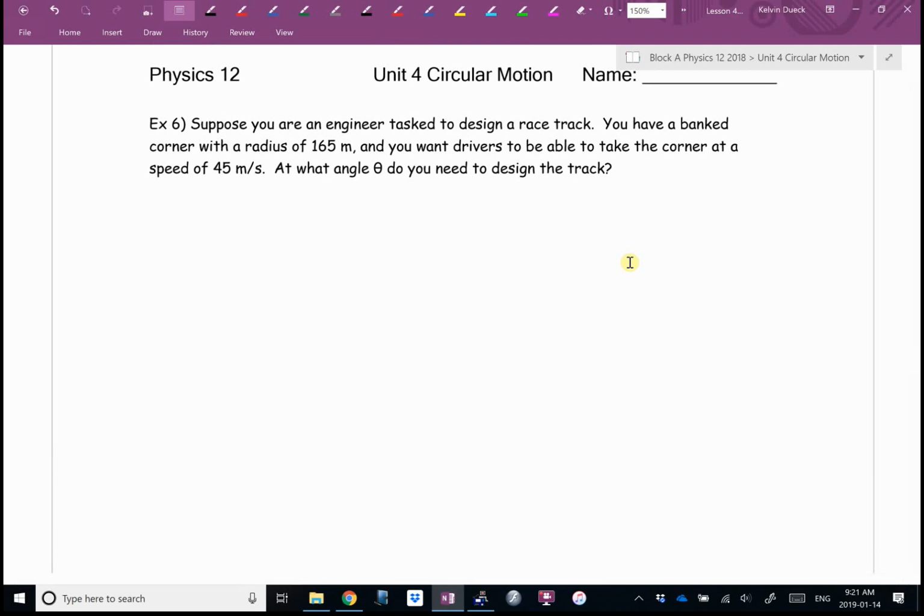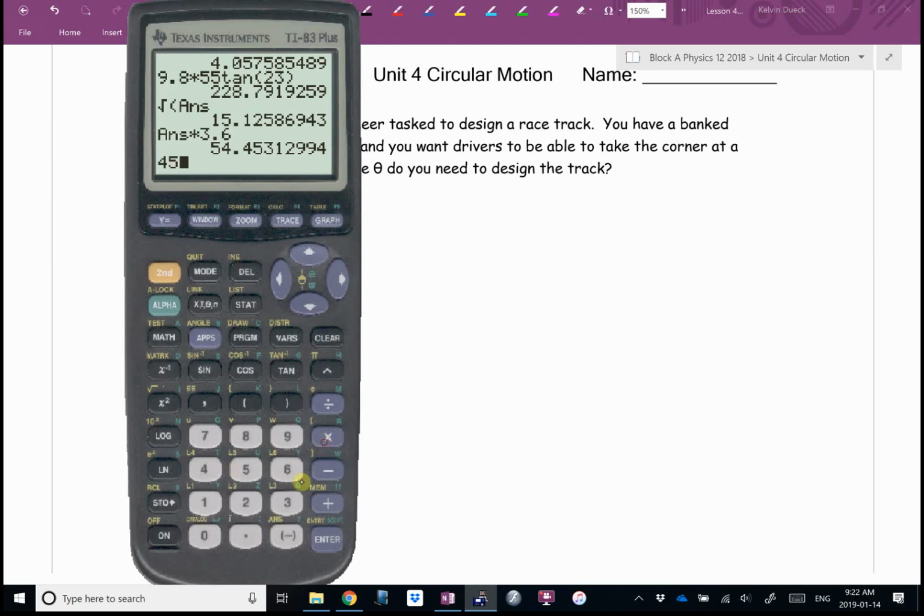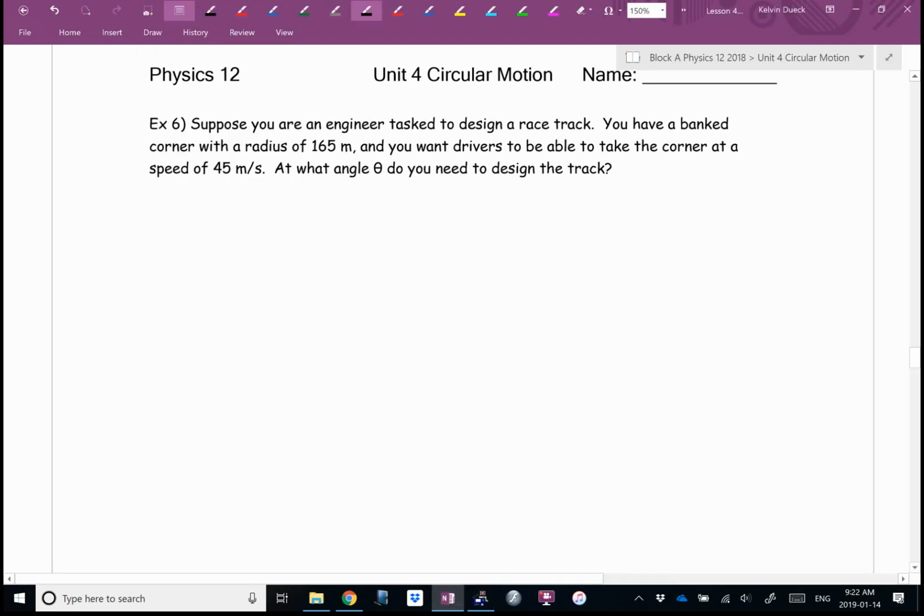So let's do a real problem. You're an engineer and you've been commissioned to design a racetrack for NASCAR. You're stuck in terms of the dimensions with a banked corner of radius 165 meters. You want the drivers to be able to take the corner at a pretty good speed, 45 meters per second. 45 times 3.6, 162 kilometers per hour. You want this to be a pretty exciting race. What angle theta do you need to design the track?